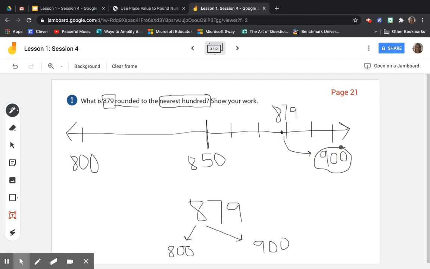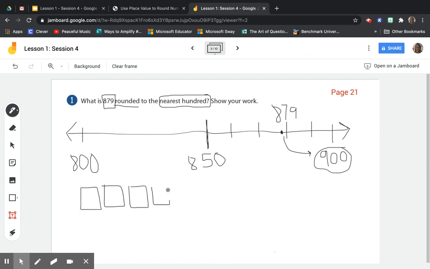Now, if I decided that this was not the way I liked, because we did see that our class was about half and half about who liked the base 10 blocks and who liked the number line, or I just wanted to check my work, I can do that because I'm going to draw my number 879 in base 10s. 100, 200, 300, 400, 500, 600, 700, 800, 1. So now I have 870.